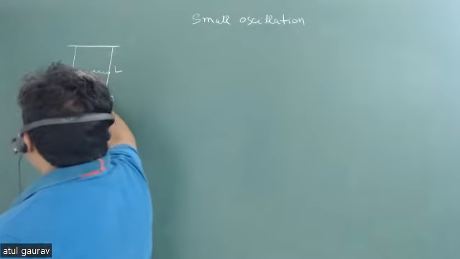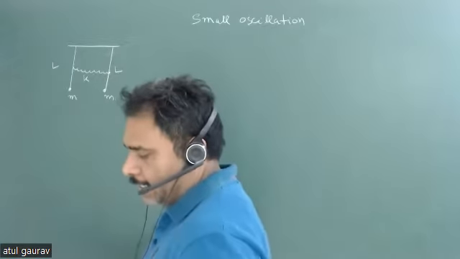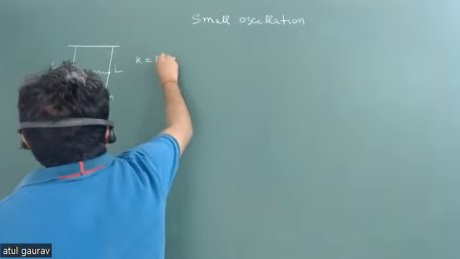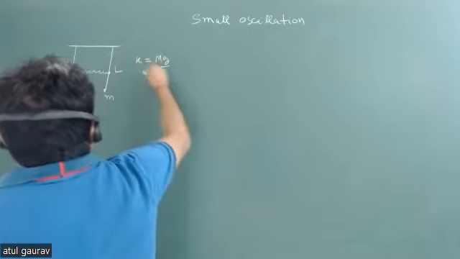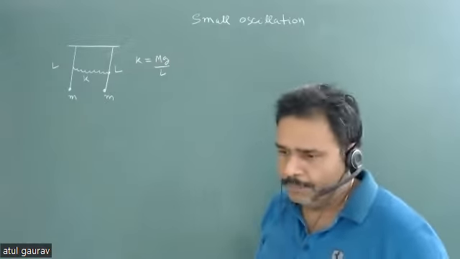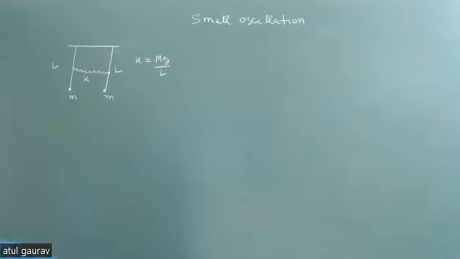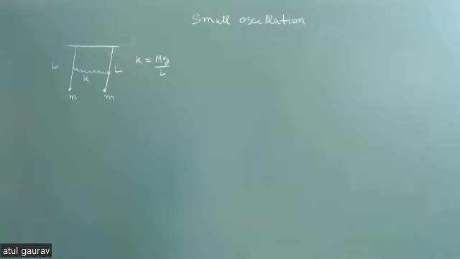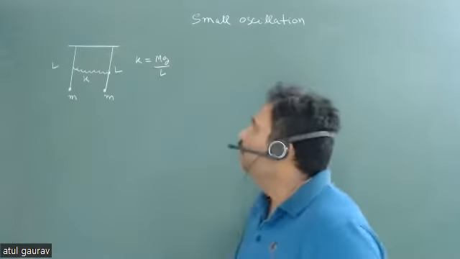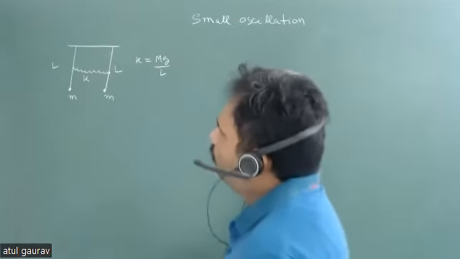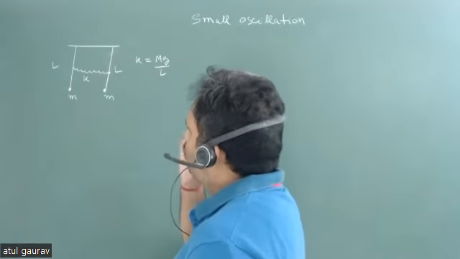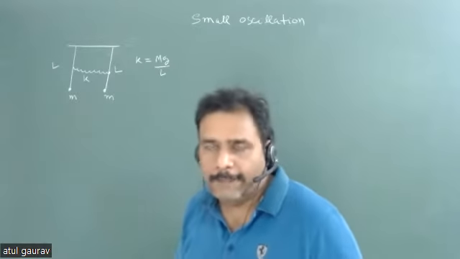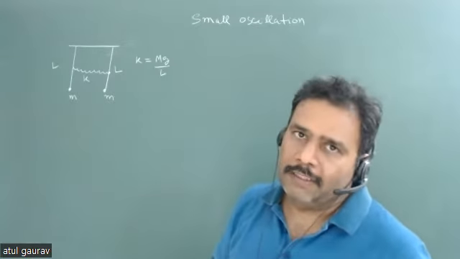The value of this spring constant is K, and this K is given in terms of m and L. So this K is mg by L. This is something of the order of mg by L, such that you can solve it comfortably. Due to this particular value of K, the calculation can be a little bit nice. What we have to do is solve this particular system for small oscillation, and find the normal frequency.